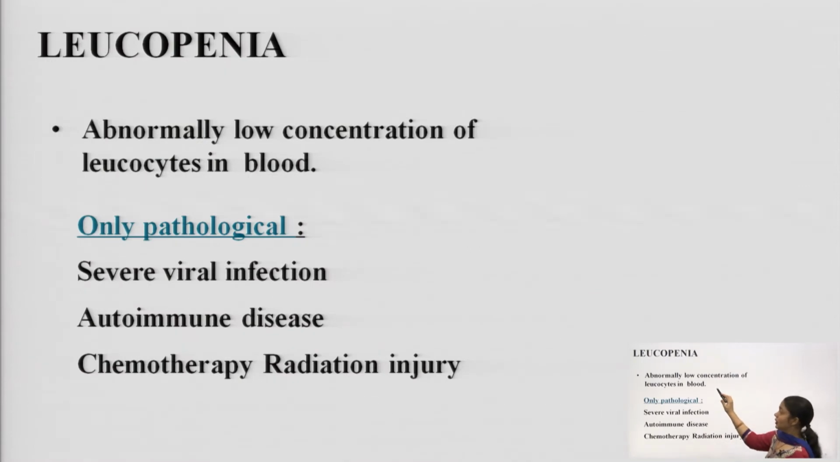Now leukopenia. It is an abnormally low concentration of leukocytes in the blood. It is only pathological, like in severe viral infections, where the number of leukocytes can be lowered. In autoimmune disease, chemotherapy and radiation injury, the WBC count can be low.